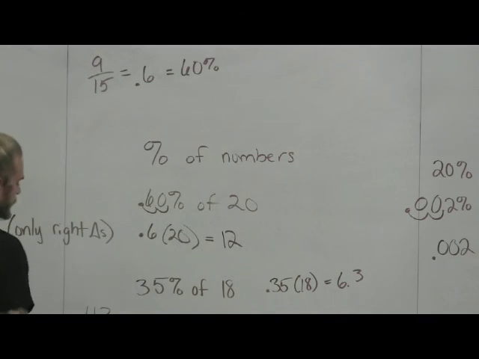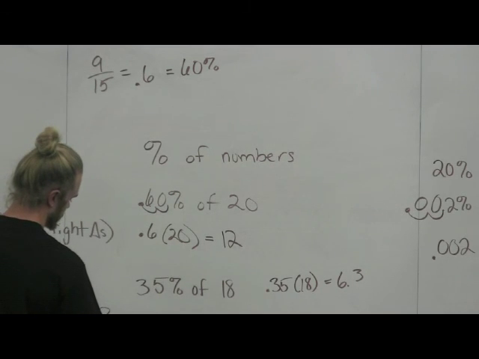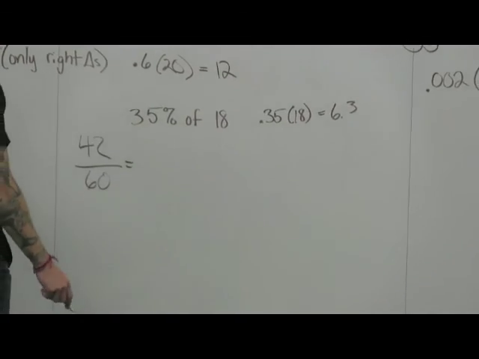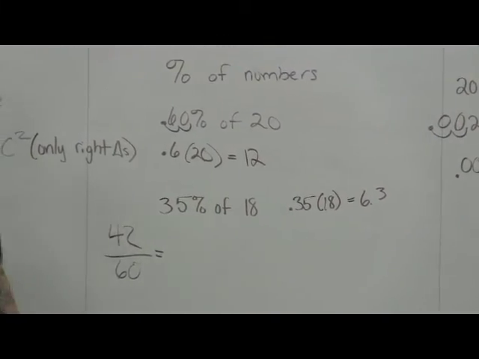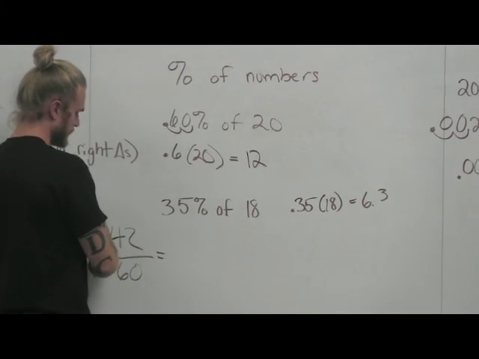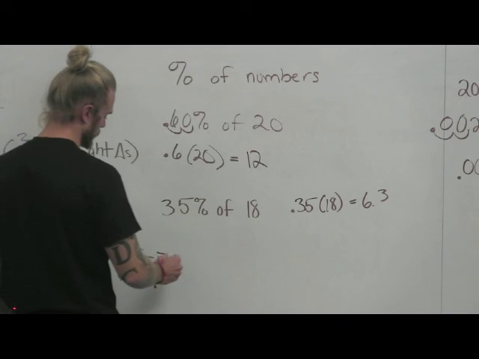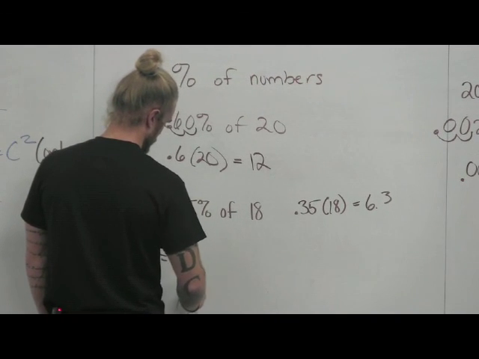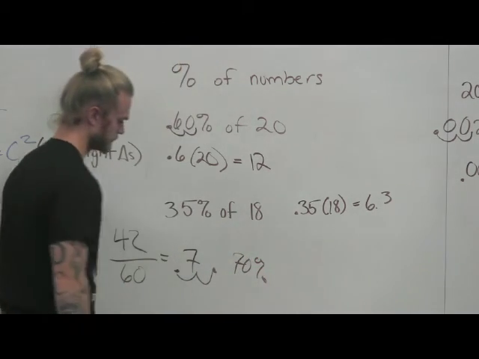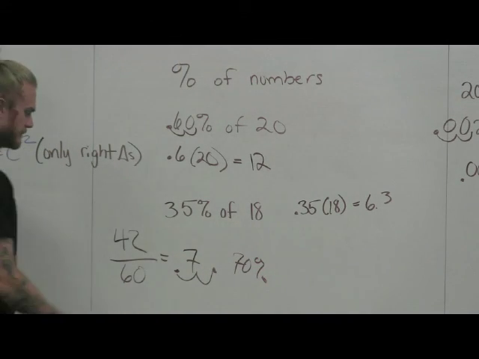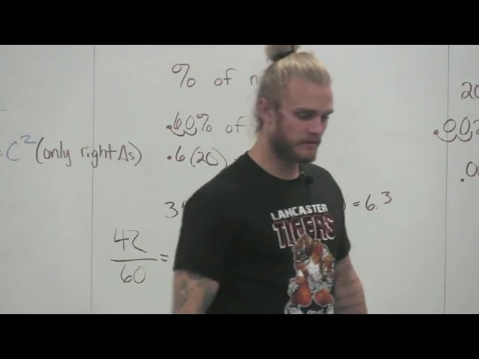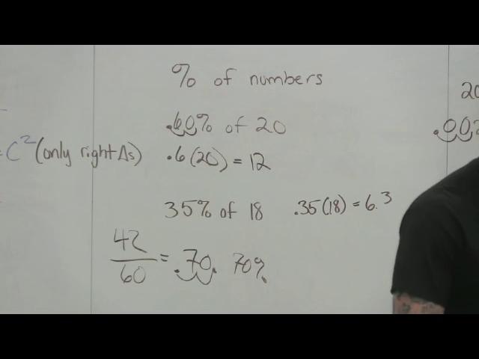So the same thing here. They spent 42 out of their 60 total dollars. Divide those 2, and that gives you 0.7. So if you divide the amount you spent by the total, that gives you 0.7. Move that decimal over to 70%. So if you want to do it the math way, you can. If you want to do it the plug and play way, you can. All that matters is that you get that answer choice A.